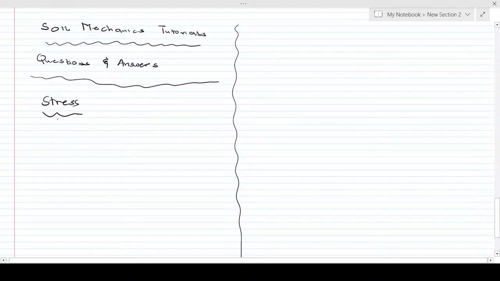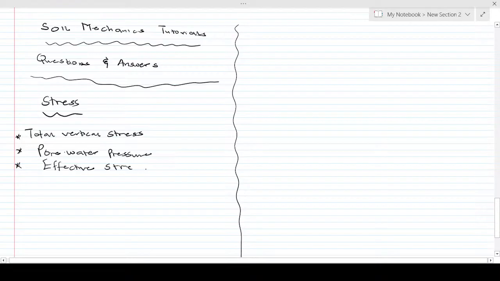But before that, let me talk about certain things you should know. Under stress, what you are supposed to take note of will be the total stress, the total vertical stress. You should also take notes of pore water pressure, and you should also take notes of effective stress. Check that out. So let's start.